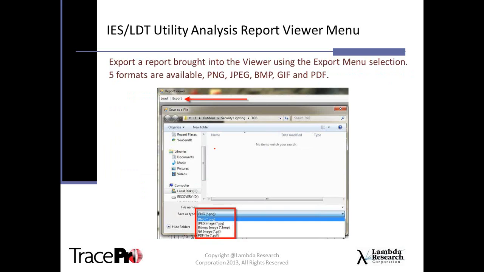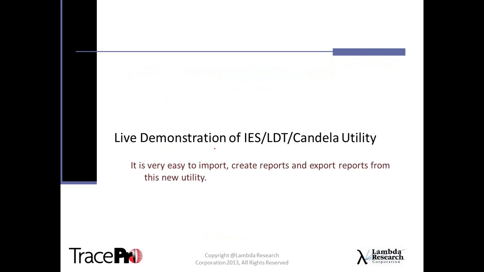As soon as we export a report brought into the viewer, we can save it into 5 different types: PNG files, JPEGs, bitmaps, GIF, and PDF files. We can then save those and send them to anybody that we want, and we now have a complete report ready to go. So now that we've gone through the complete demonstration of the IES LDT Candela utility, let's see how easy it is to import, create reports, and export reports live using TracePro.